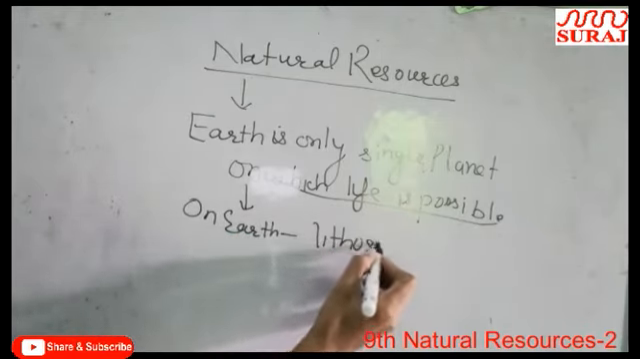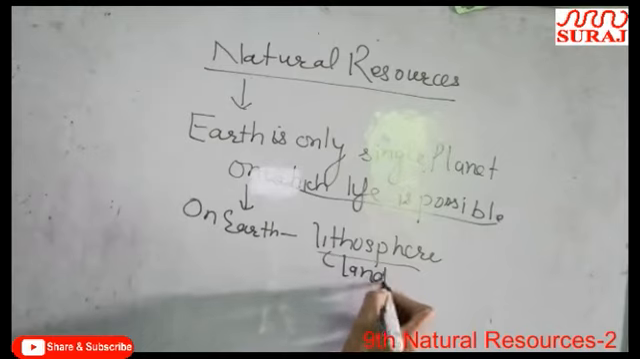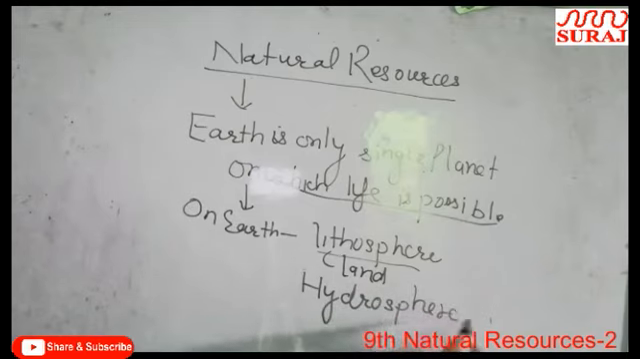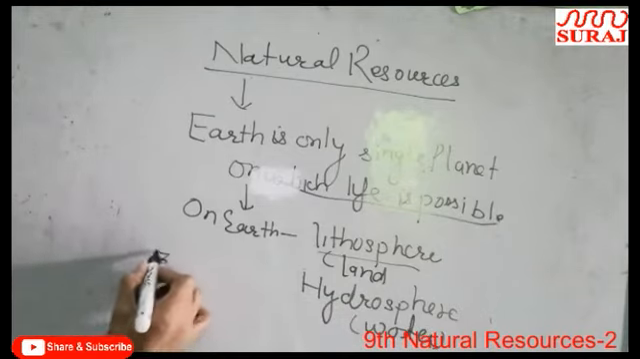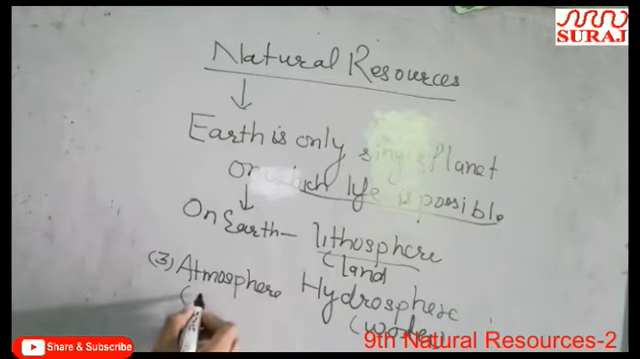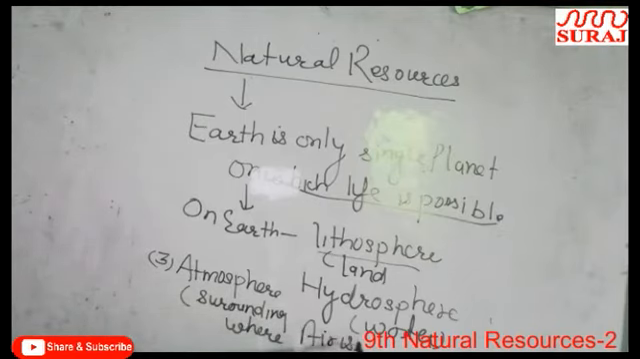lithosphere means you can say land, and hydrosphere means you can say the part containing water, and the third one is atmosphere, means the part or the surrounding where air is present. These three things, land, water and air, support life.